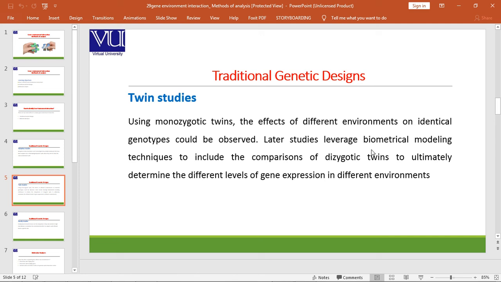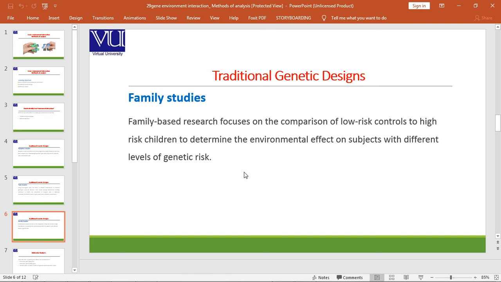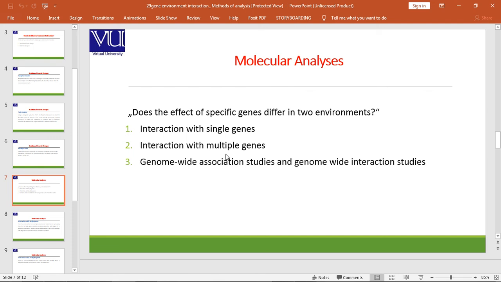Later studies leverage biometrical modeling techniques to include the comparison of dizygotic twins to ultimately determine the different levels of gene expression in different environments. Family studies: family-based research focuses on the comparison of low-risk controls to high-risk children to determine the environmental effects on subjects with different levels of genetic risk.